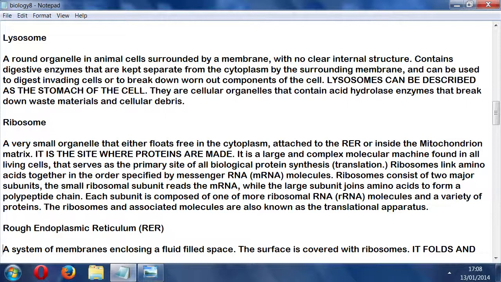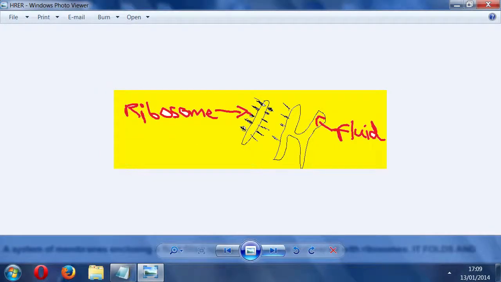Ribosomes consist of two major subunits. The small ribosomal subunit reads the mRNA, while the large subunit joins amino acids to form a polypeptide chain. Each subunit is composed of one or more ribosomal RNA, that's rRNA, molecules, and a variety of proteins. The ribosomes and associated molecules are also known as the translational apparatus. Okay, so let's see. We've got a ribosome. Not too much, I don't think.